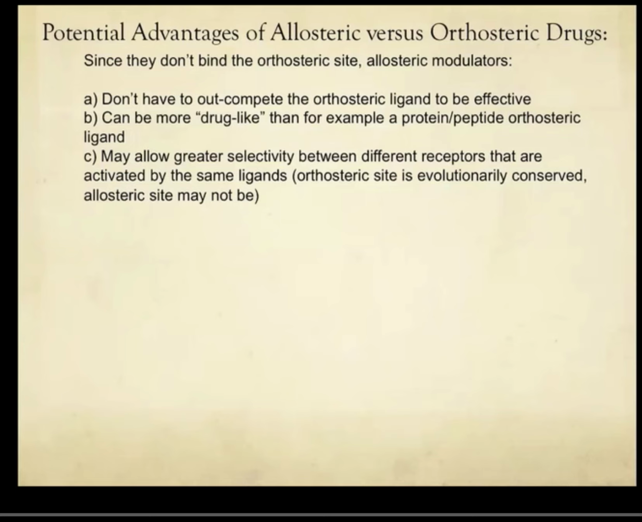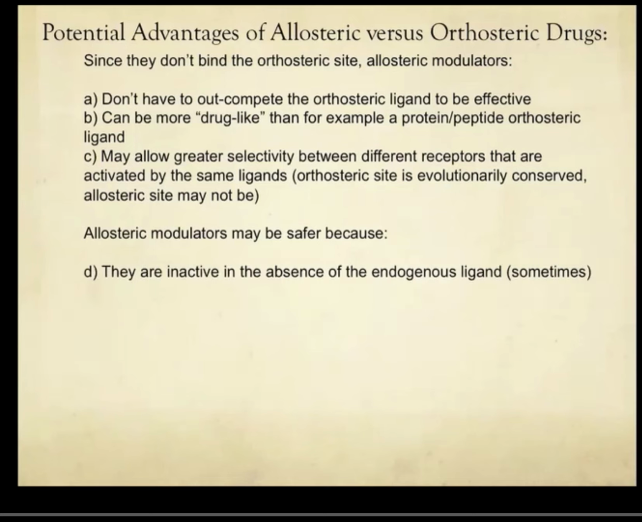And therefore, you can design isoform selective agonists or antagonists much more easily to allosteric sites than orthosteric sites. This is not always true, but there are cases where allosteric modulators can be safer than orthosteric drugs. One possibility is that they may be inactive in the absence of endogenous ligand. So you might have a case where the allosteric modulator amplifies the effect of the orthosteric ligand. Maybe it doesn't affect the binding, but it affects the downstream signaling event that's triggered by the orthosteric ligand in an amplifying way.